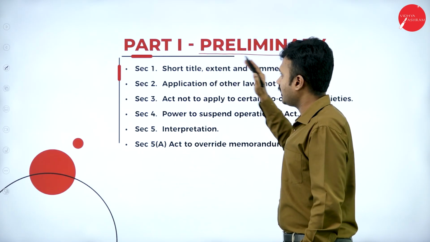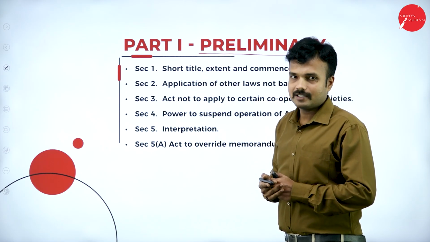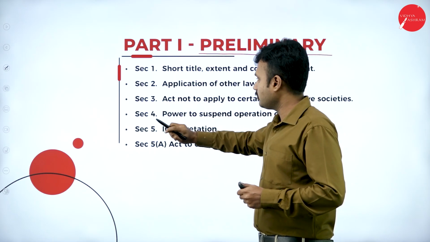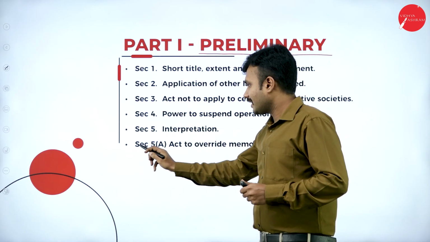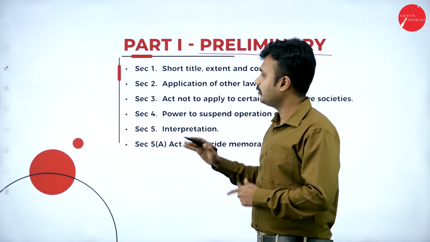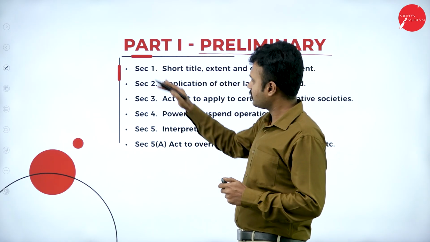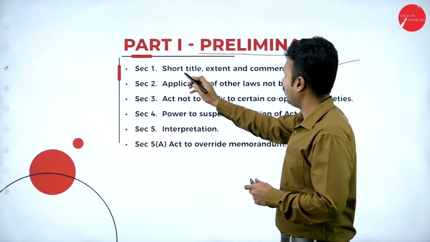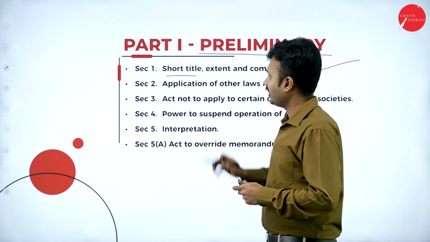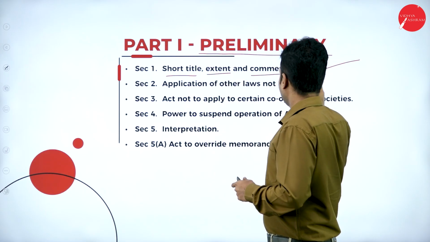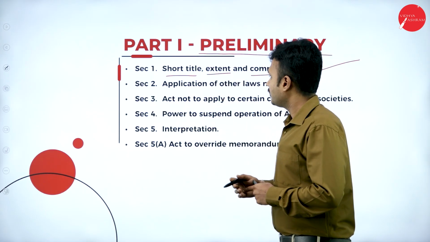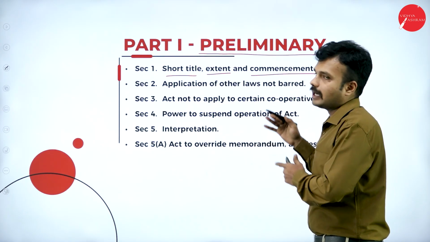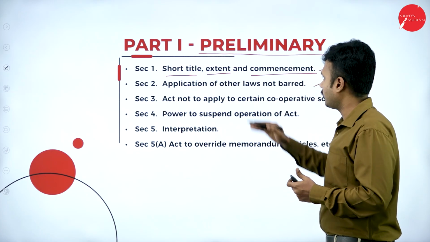Under the prelims we are going through 6 sections: Section 1, Section 2, Section 3, 4, 5 and Section 5A. These are the 6 sections we need to go through under preliminary. Section 1 is short title, extent and commencement. It is going to say about the short title of the Banking Regulation Act, the extent and the commencement, right? Section 2, application of other law not varied. So there are some laws which are not applicable to a banking company that we are going to learn here.